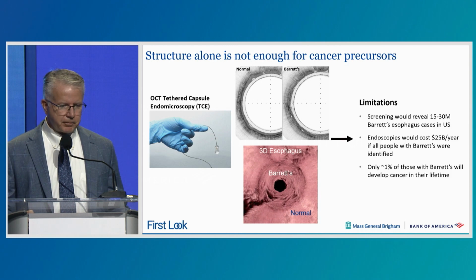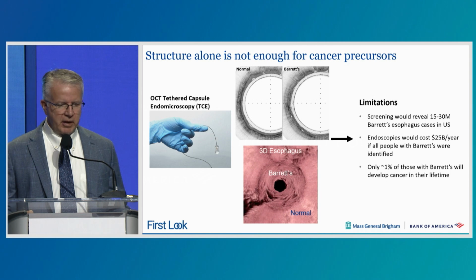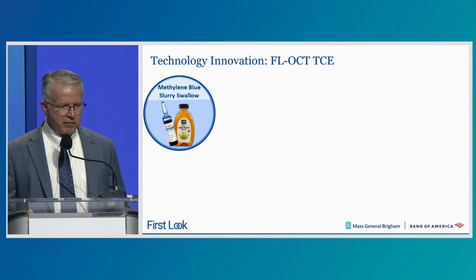When you render it in 3D, you can see that the normal esophagus is flat and smooth and Barrett's is rough. The problem with this is that if we were to screen everybody with this capsule, we would find that there's 15 to 30 million people with Barrett's in the United States, which would cost a tremendous amount of money if we were to follow up all of those patients, yet only 1% of those with Barrett's will ever develop cancer in their lifetimes. So we've combined OCT and fluorescence in a capsule to improve our predictive capacity for high-risk Barrett's esophagus.